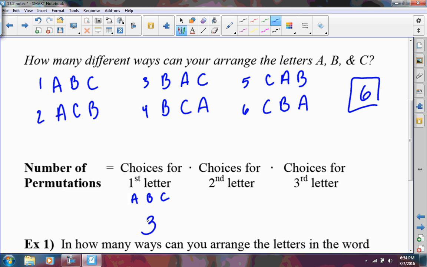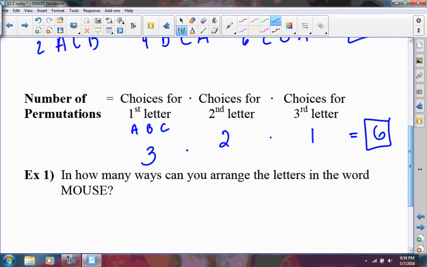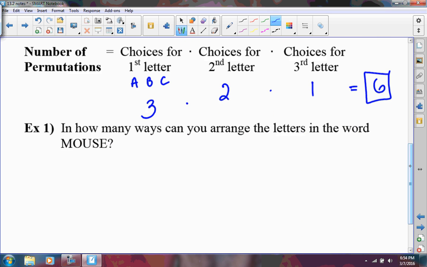Then once I hang one of those pictures, then I've got 2 left. Okay, so it could be B or C. But then after I've hung the first 2 pictures, then I've only got 1 option left. So if I do 3 times 2 times 1, I'll get a total of 6 permutations. Okay, so we're going to use that equation, that type of thinking, to help us figure out permutations for a variety of different situations.